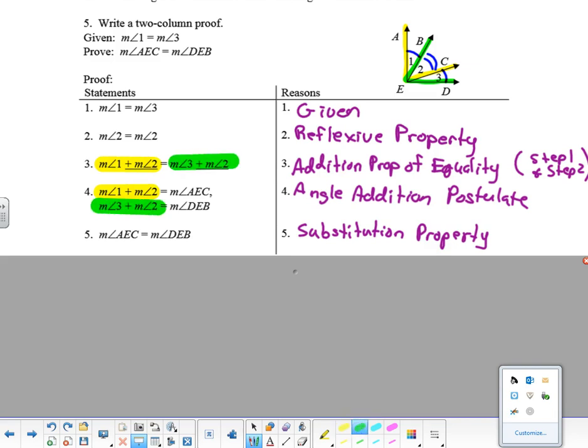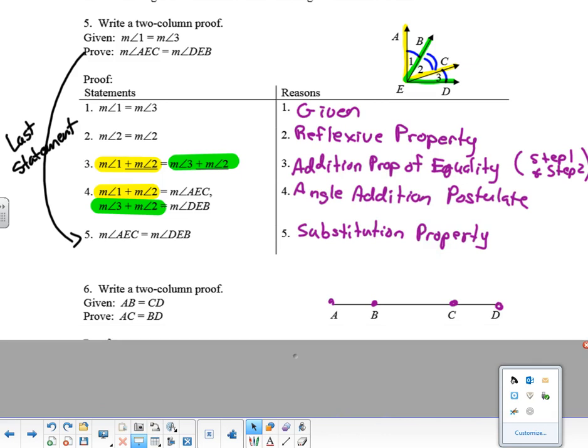3 and 2, all right, and we're just substituting in what we have for those. So that's the substitution property, and we've proven. So one thing to note here is the prove is always going to be our last statement. Once we get to the thing we're trying to prove, we don't need to go any further. We're trying to figure out how to get from what we're given to what we're trying to prove, and we have that there in the first example.